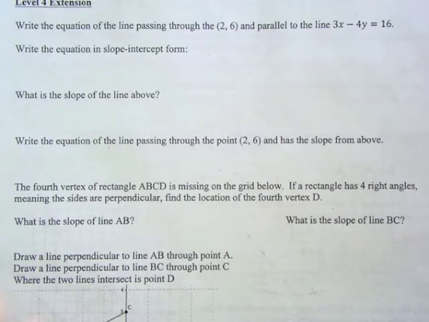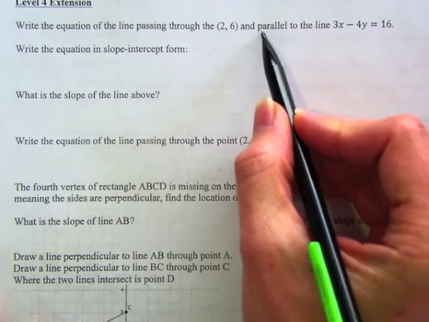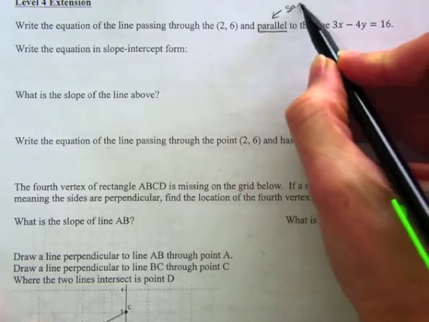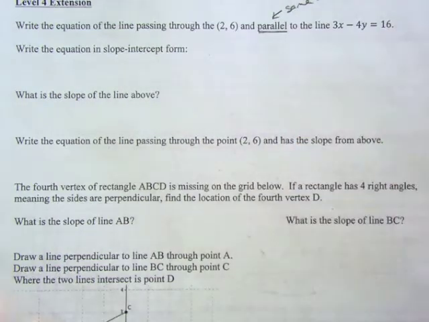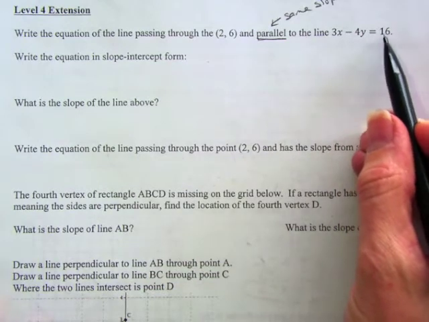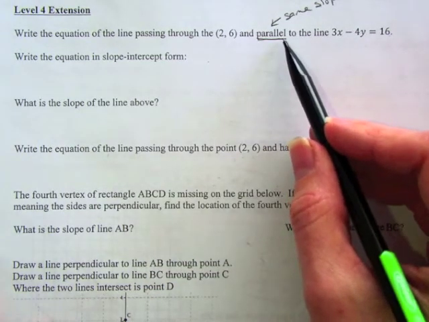It's just this page. And it extends us in a way that we are staying with the same topic, but makes it just a little bit more challenging. The first problem asks us to write the equation of a line passing through the point 2, 6, parallel again, and we know parallel means same slope, and that is parallel specifically to the line 3x minus 4y equals 16. To be able to write that line, we need to know the slope.